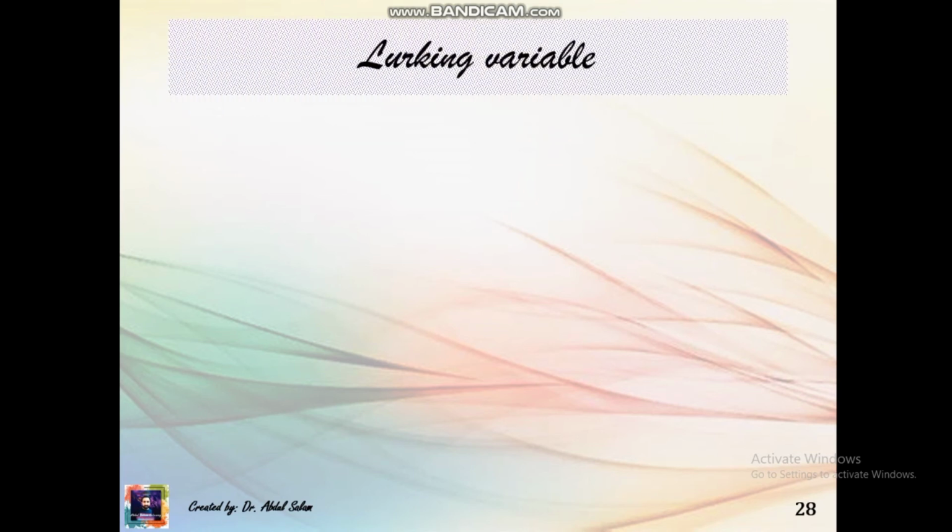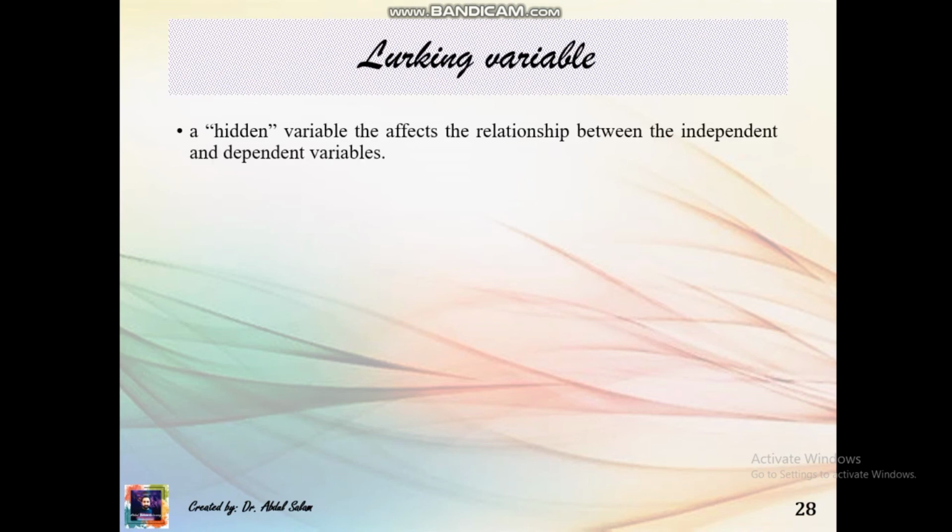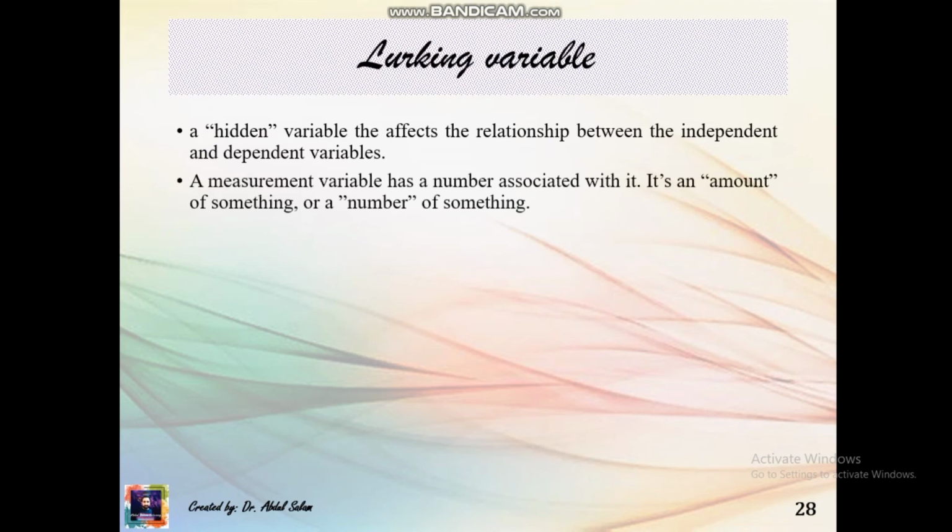So the next one is lurking variables. A hidden variable that affects the relationship between the independent and dependent variables. A measurement variable has a number associated with it. It's an amount of something or a number of something.